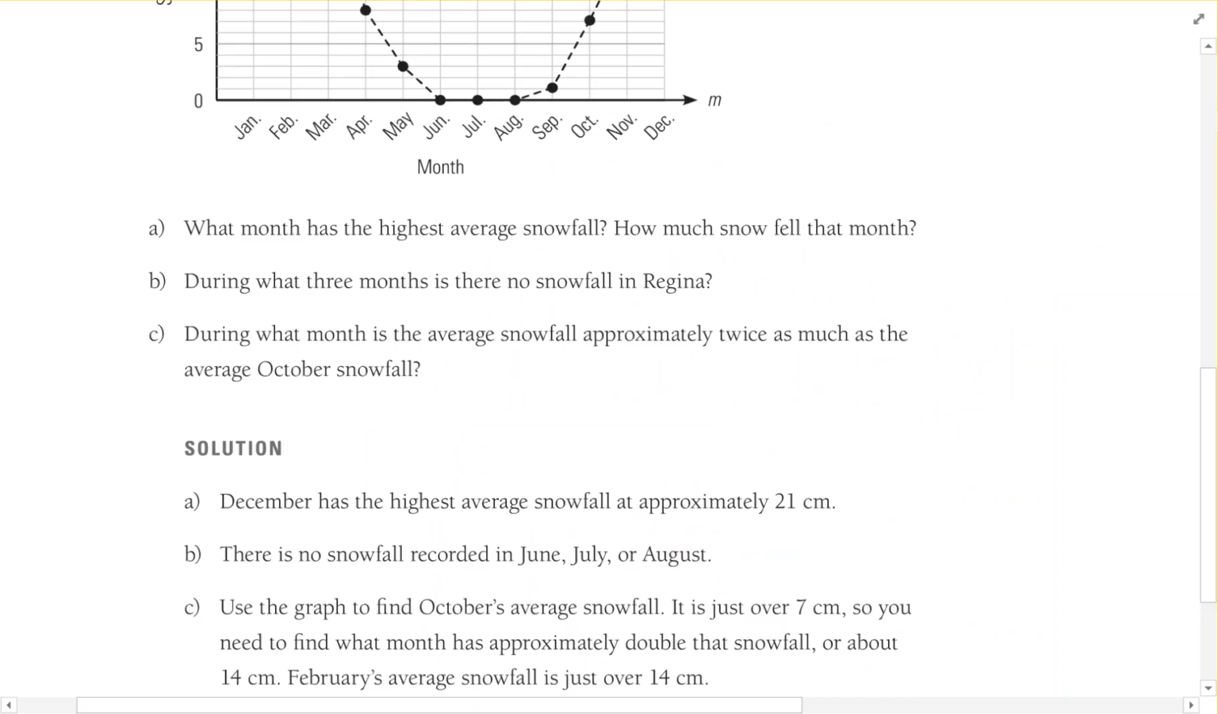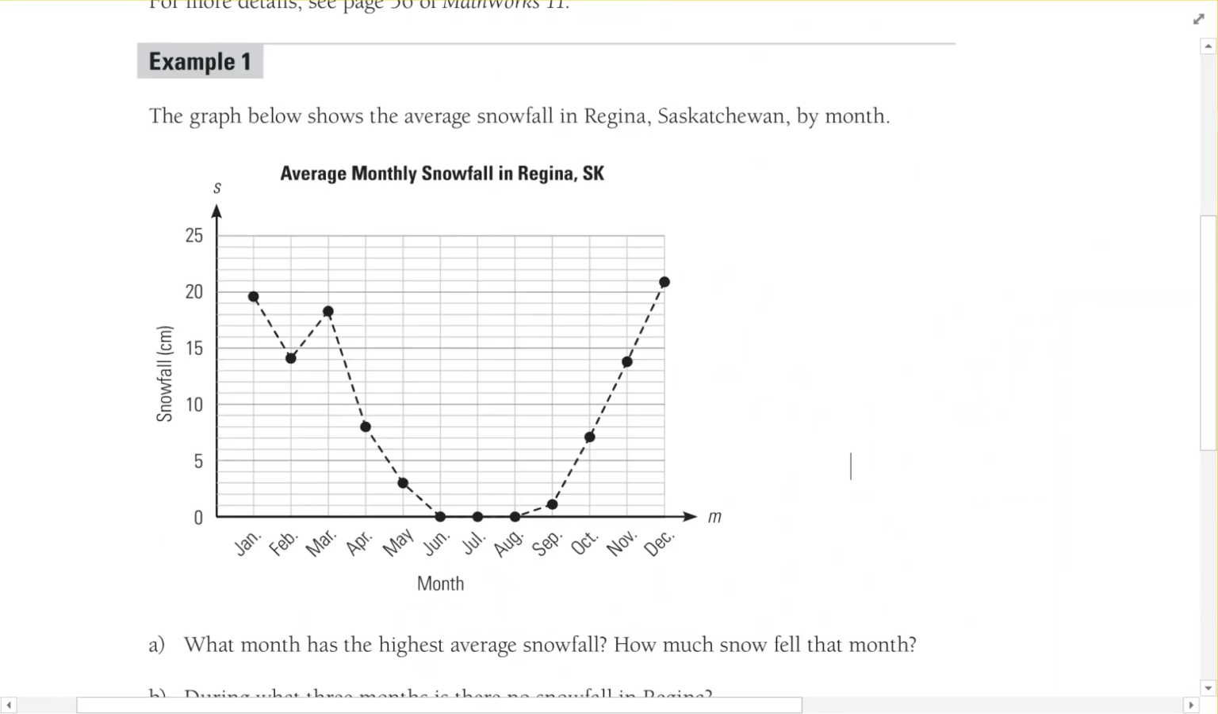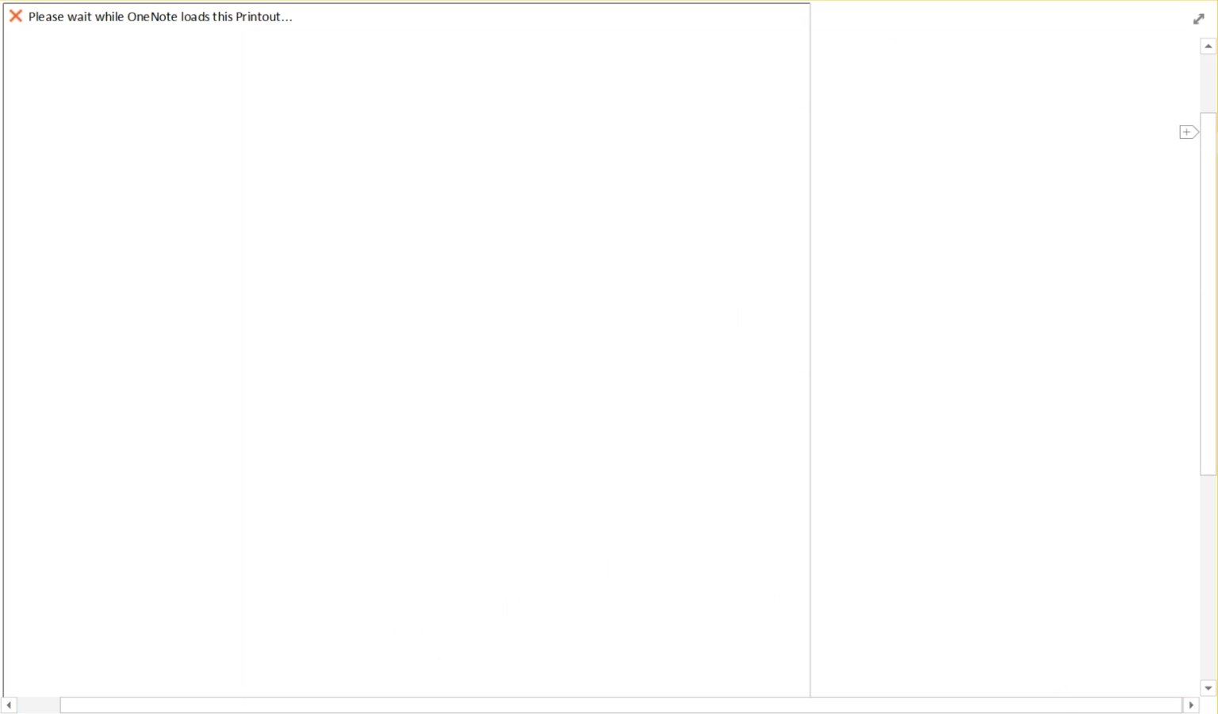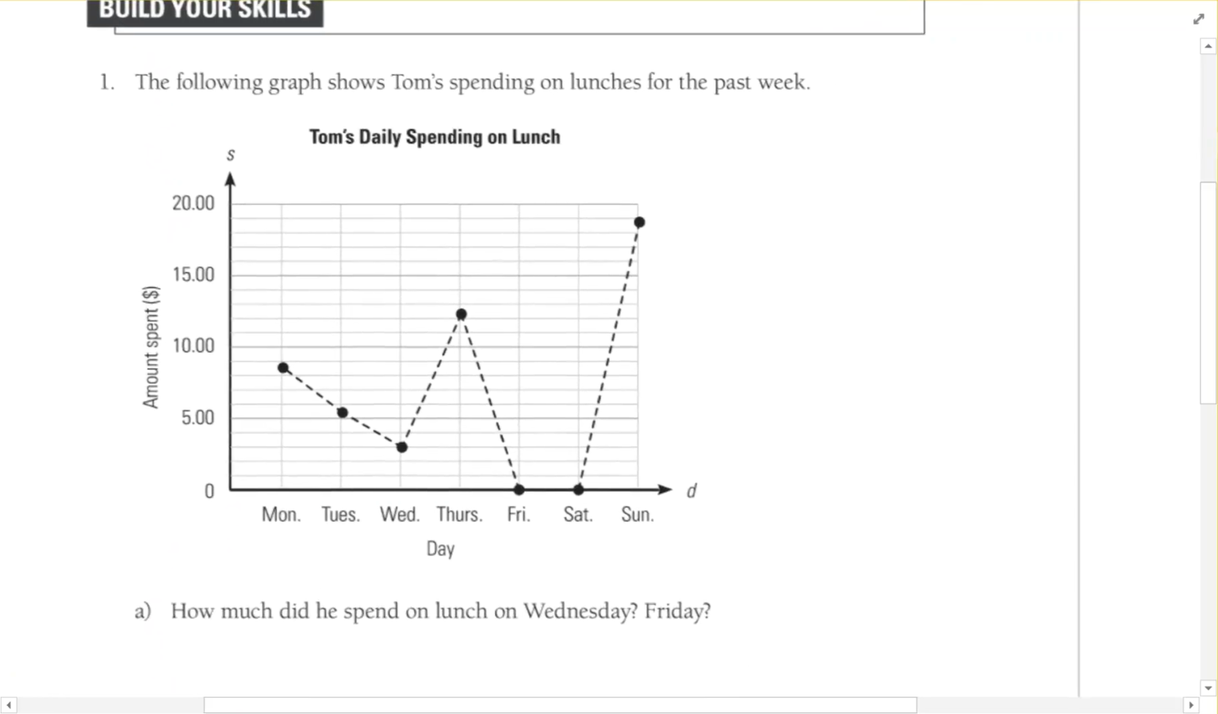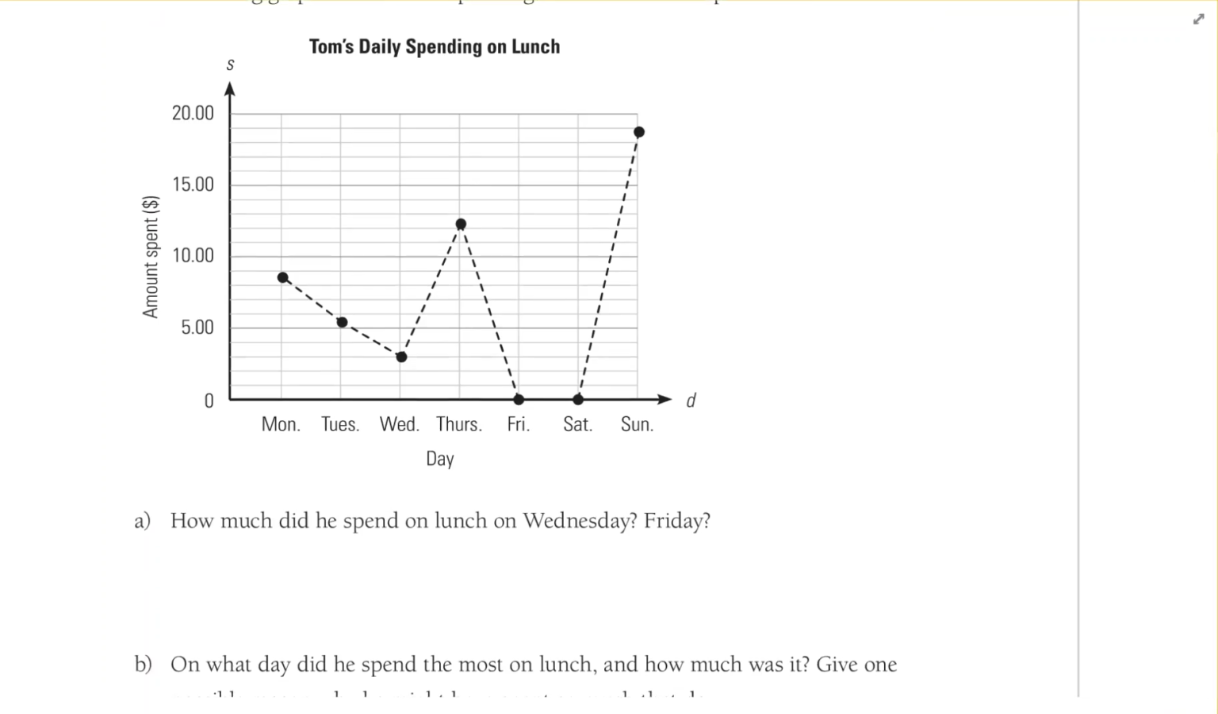I'm going to let you guys go through the example there. Let's just go into the next one, the build your skills, and let's go through this together. It says the following graph shows Tom's spending on lunch for the past week. We've got money going up the side, amount spent, and on the bottom we've got Monday to Sunday. So how much did he spend on lunch on Wednesday, and how much did he spend on Friday? Really, it's just reading this thing straight up, right?